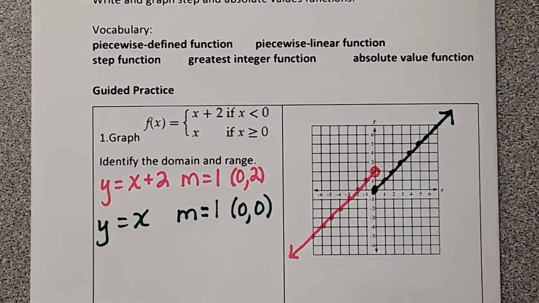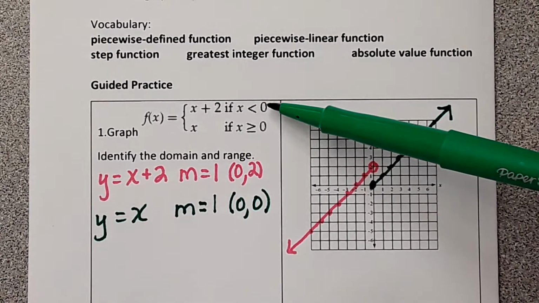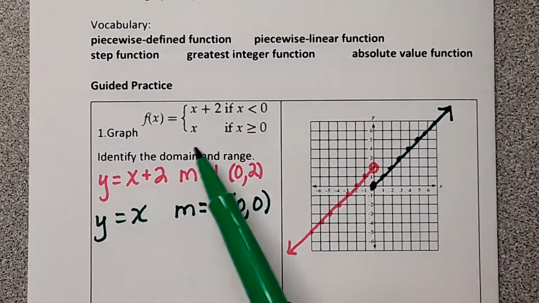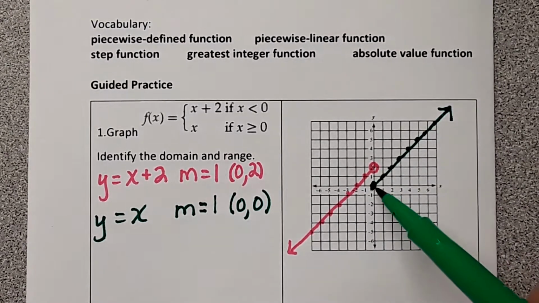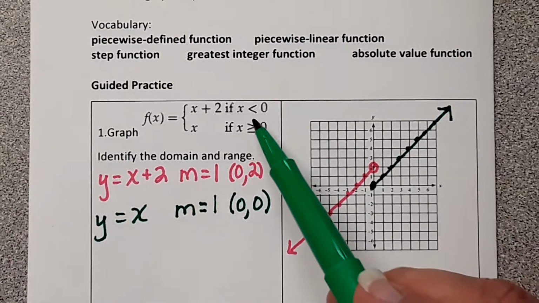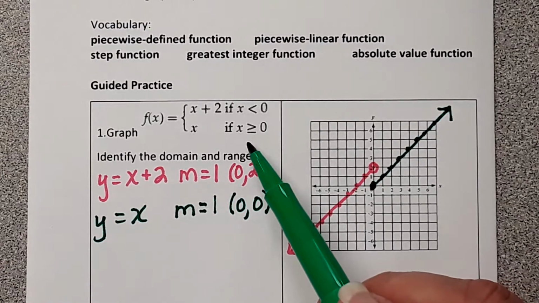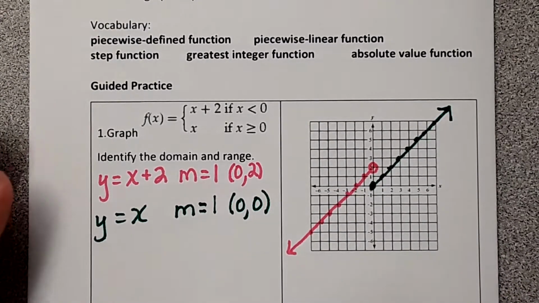So we're only taking pieces of the line that satisfy this condition where x is less than 0. That's the pink line. And we're only taking pieces of the second line where x is greater than or equal to 0, and that's the green line. The reason that this is an open circle is because it said less than 0, and this one is a closed circle because it said greater than or equal to. Now, the next thing we have to do is our domain.